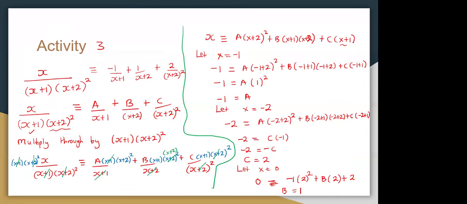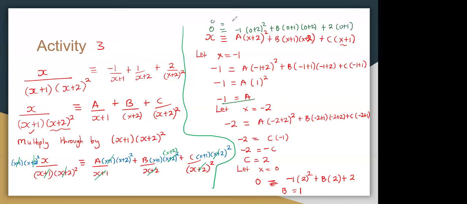I repeat, to obtain B, you can have any value of X you want of your choice, whether 1, 2, or 3. And then you are going to come here. For me, I decided to use 0. So here I will put 0 equaling to my A, which we have already obtained here, which is -1, bracket, our X, we are using 0 plus 2 squared, plus B, which we want. But our X we have said is 0 plus 1 into 0 plus 2. Then plus C, which was 2 into 0 plus 1.